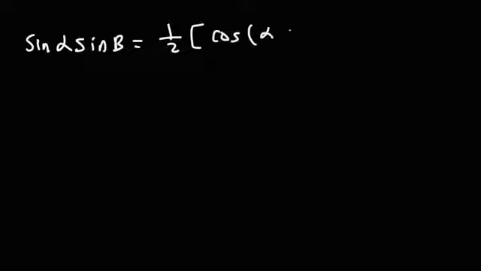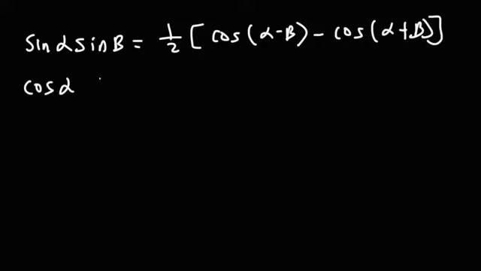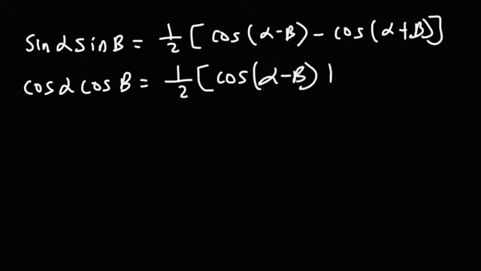Next, we have the product to sum formulas. Sine alpha sine beta is 1/2 cosine alpha minus beta minus cosine alpha plus beta. Next, we have cosine alpha cosine beta is equal to 1/2 cosine alpha minus beta plus cosine alpha plus beta.